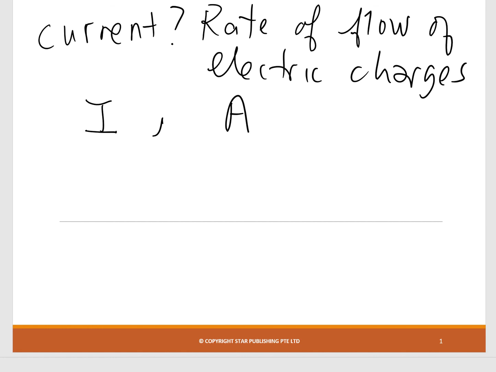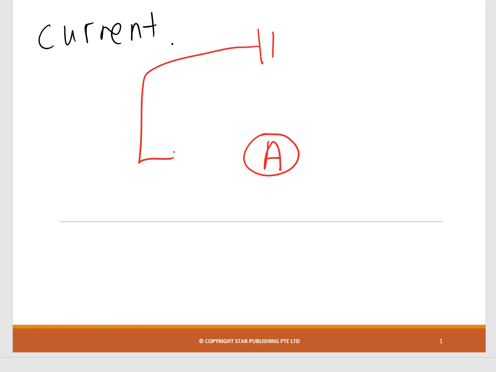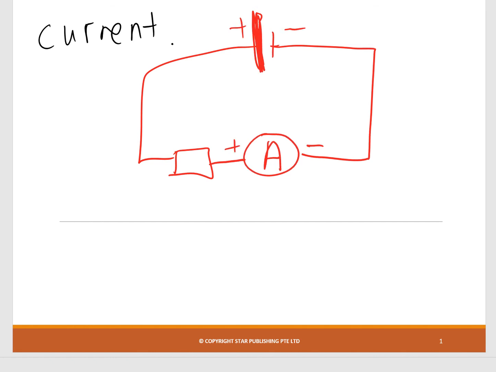The next thing you need to know about current is, are you able to measure current? Yes, I can use an ammeter to measure. If I want to use an ammeter to measure a current, I will connect it in series. It doesn't matter whether you put it before the resistor or after. So positive terminal, this is positive, negative to negative, right? So you use the ammeter connected in series.